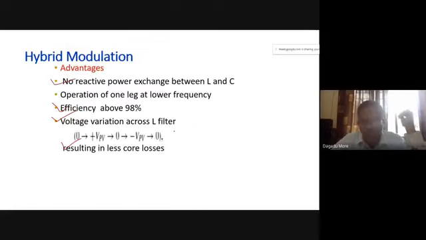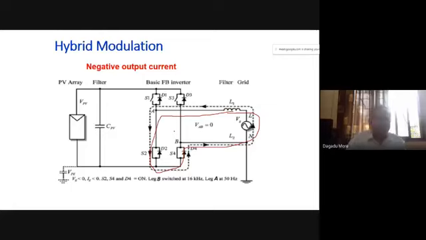Any questions? Whatever we discussed, we have already covered these three things: the single phase bridge inverter with bipolar modulation, unipolar modulation, and hybrid modulation. Our perspective is particularly the solar application, feeding power to the grid.